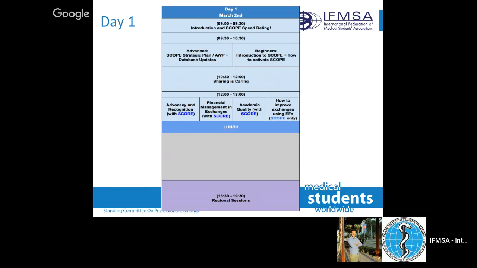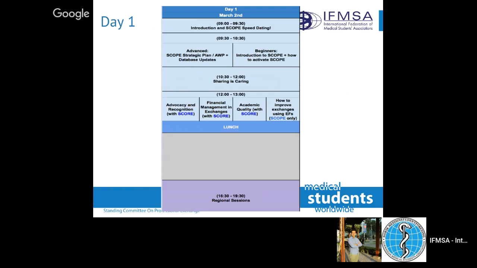So the first parallel session will be for beginners. There will be an introduction to SCOPE and how to activate SCOPE, so for beginners and also people who are willing to activate SCOPE in the LC in their NMO. The advanced session will be an update on the SCOPE strategic plan and the annual working plan, plus database updates. Then the following session will be all together again, and it will be Sharing is Caring.